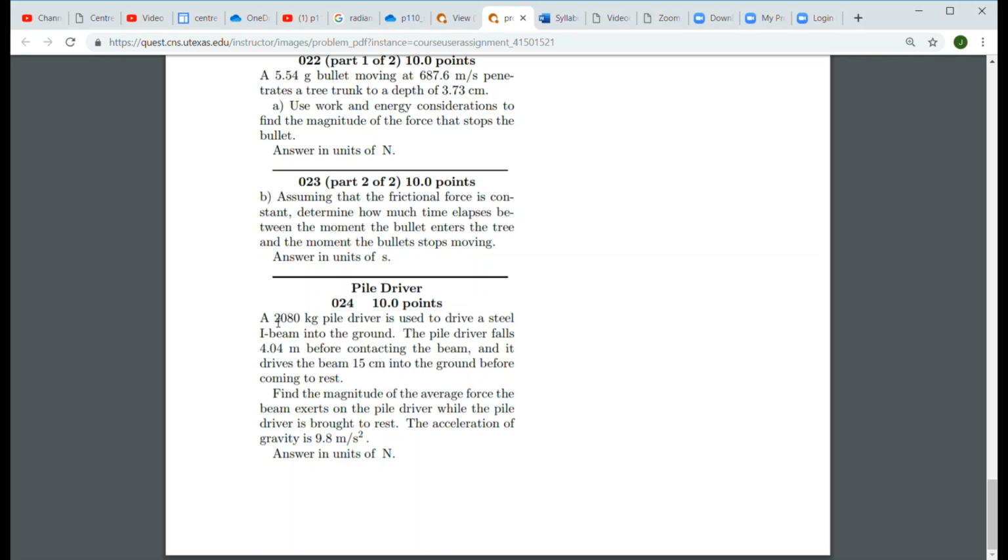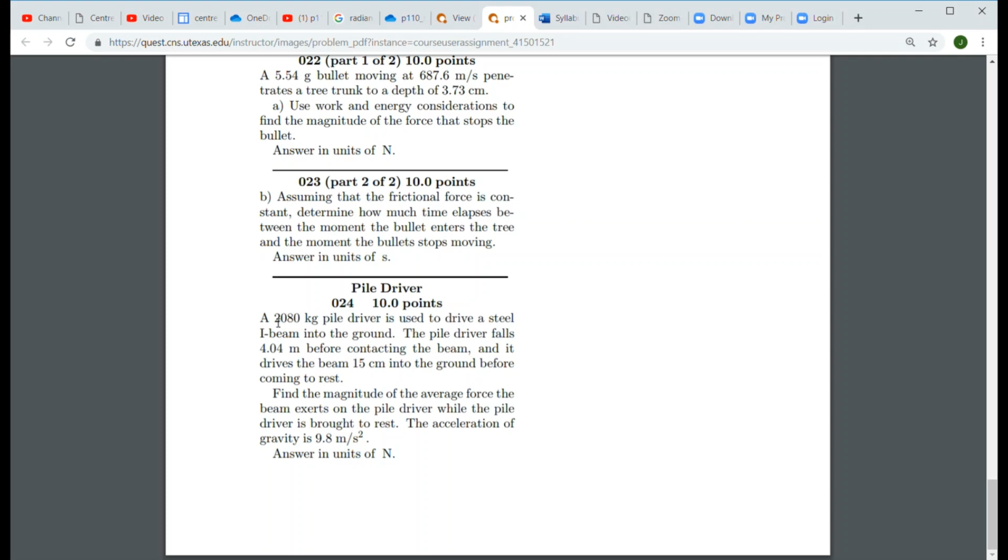And then if I treat my system as just the pile driver, in other words, a particle system, I can apply the work kinetic energy theorem in that period when it's coming to rest over the 15 centimeters. And so the net work done by all forces, and there are two forces acting on the pile driver. There's the weight force, the Earth is pulling down on it, but then the beam is also pushing up on it. So gravity is doing positive work as it moves the 15 centimeters, and that beam force is doing negative work. So the net work done by all the forces is equal to the change in kinetic energy.